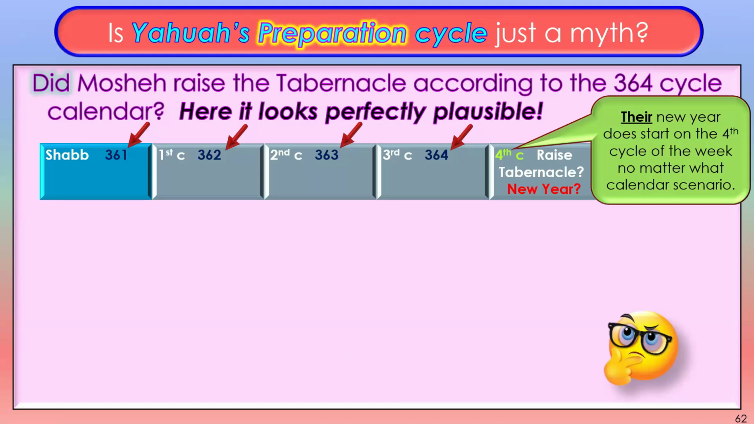Did Moshe raise the tabernacle according to the 364 cycle calendar? Here it looks perfectly plausible. We have the 361, 362, 363, 364. Why couldn't he raise the tabernacle on this day? Remember, their new year does start on the fourth cycle of the week, no matter what calendar scenario. Was he to raise the tabernacle here? Was this their new year? Is this where Moshe raised the tabernacle? What about that preparation day that laid down the shadow for wilderness tabernacle alignment with the Matzerah? Where do we find that preparation?